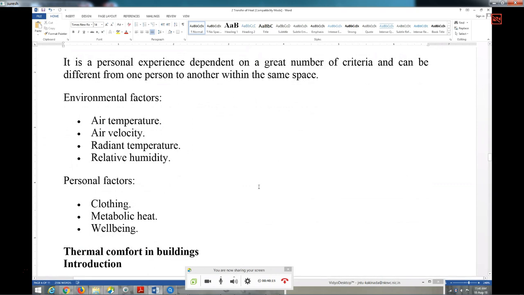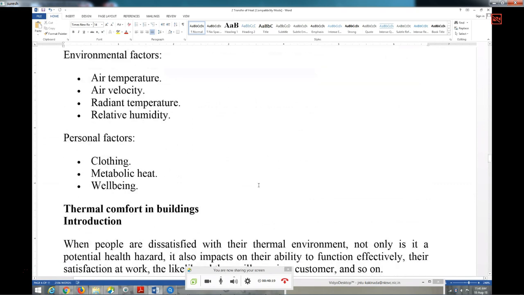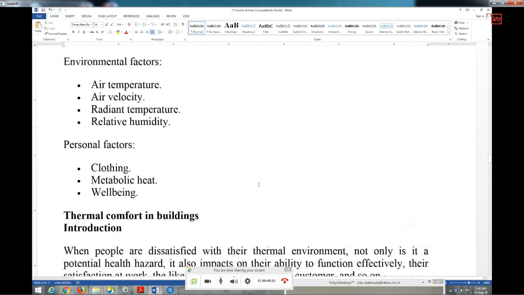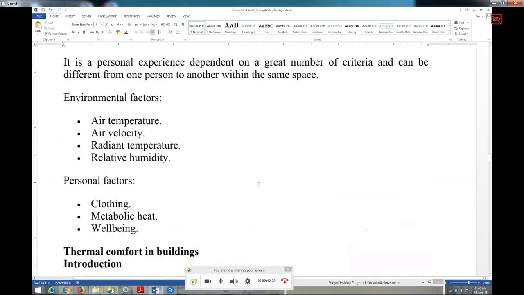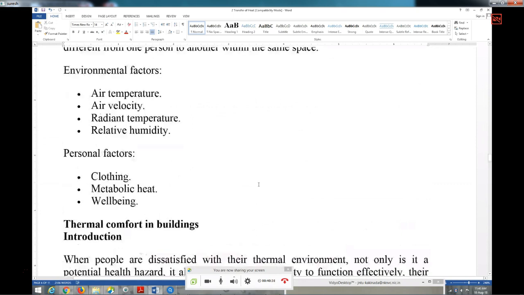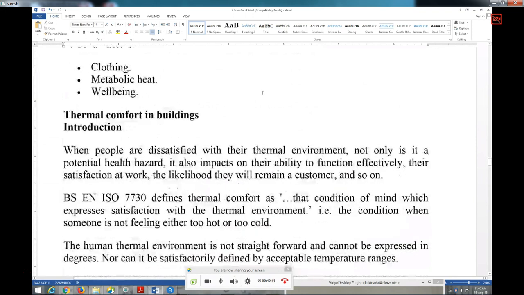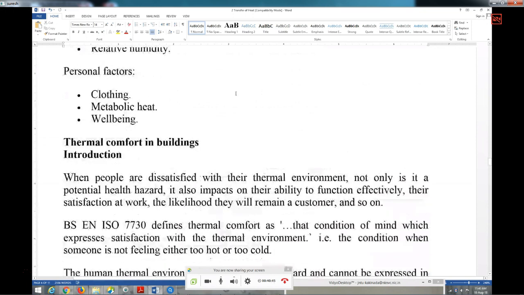Just to talk about this, the environmental factors are air temperature, air velocity, radiant temperature and relative humidity. All these things govern the comfort of a person from the environmental side. Coming to the personal factors governing comfort and discomfort of the human, they are clothing, metabolic heat, and well-being. These are the three things which influence the comfort of the human.